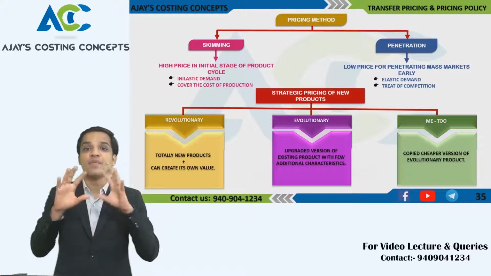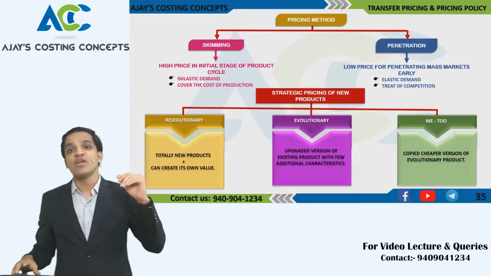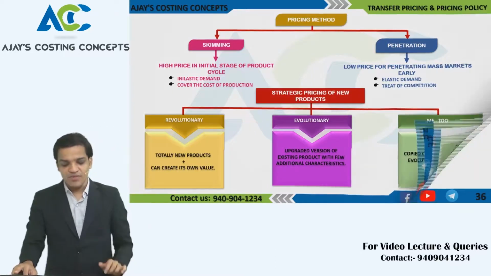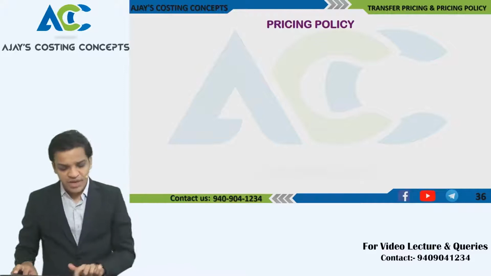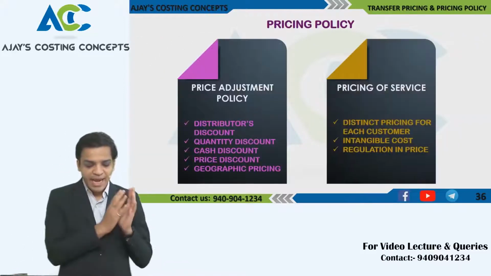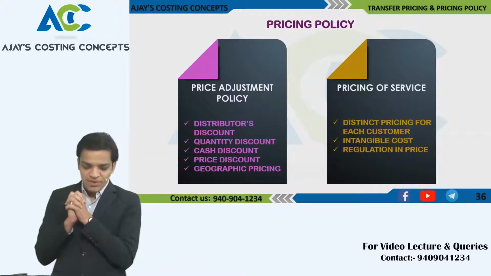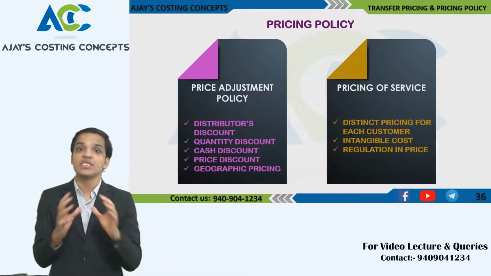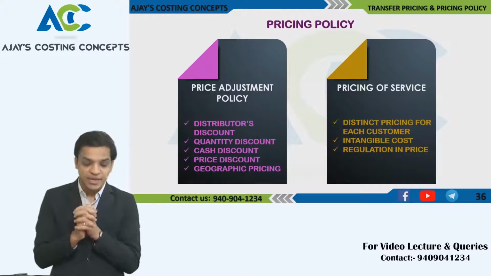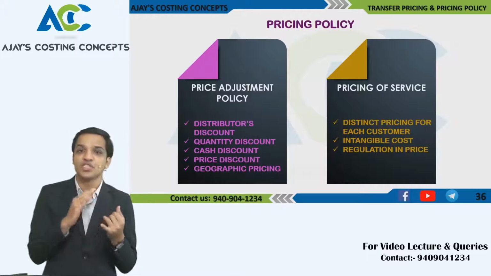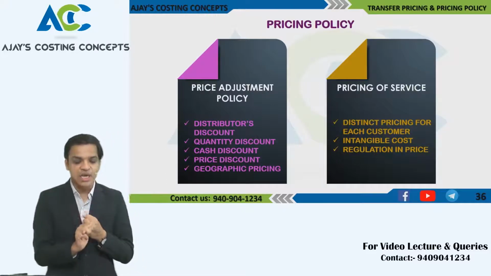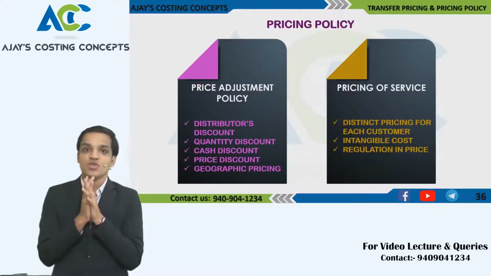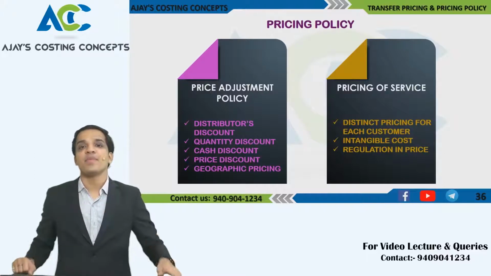How do you decide your pricing strategically? How do you decide your pricing on the basis of methods? So skimming and penetration we have. Next we have pricing policy, price adjustment policy, and pricing of services. What is a price adjustment policy? How do you adjust your price? That policy, how do you decide? So we adjust our price on the basis of distributors discount, quantity discount, cash discount, geographical pricing, and price discount, right? So what are the price adjustments that a company may do?